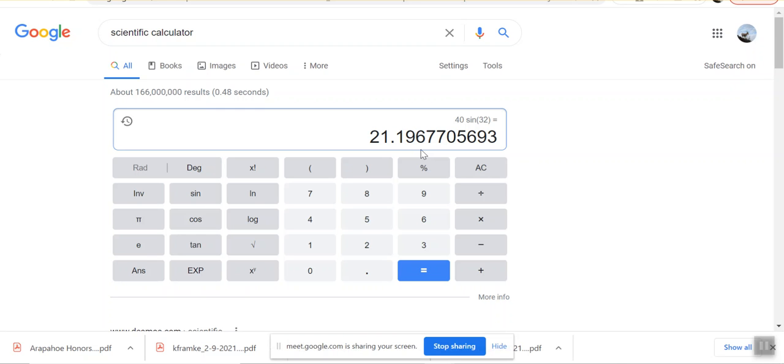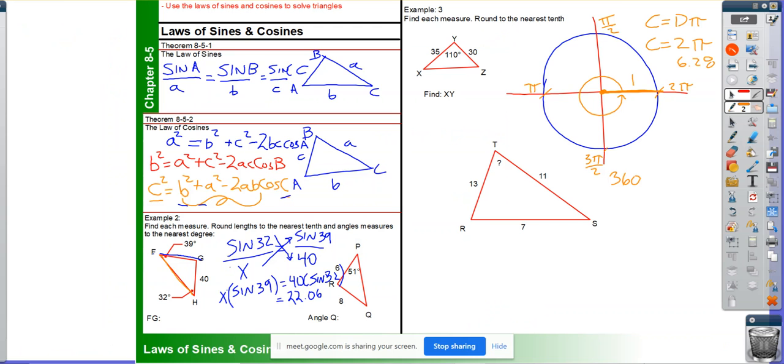All right, so 40 times the sine of 32 in degrees is 21.196. Let's just call that 0.2. Let's go with that. How do we change sine into radians? Press the degree. All right, so we found out that 40 times the sine of 32 in degrees was 21.2.